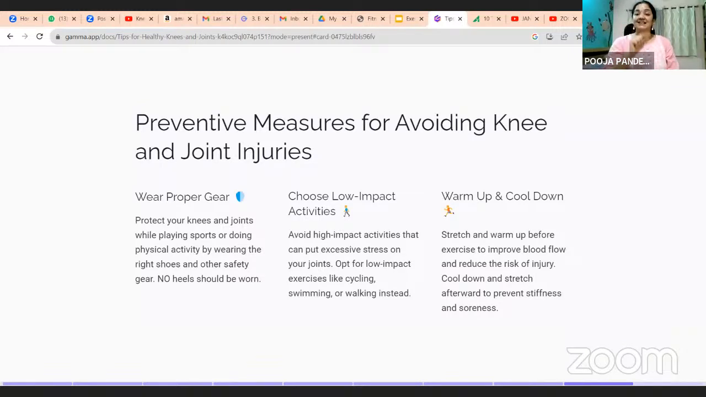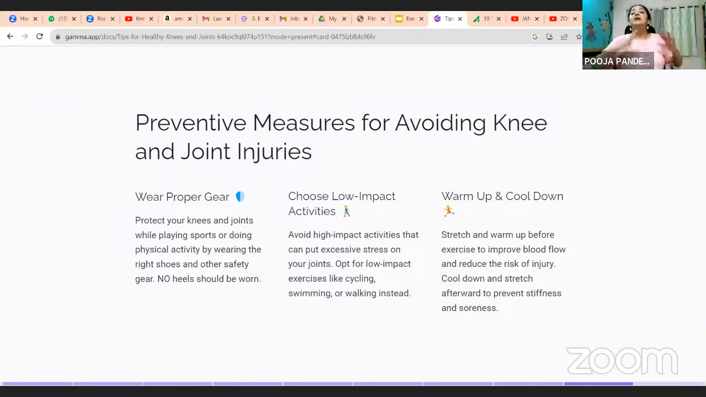Okay. As I said before, warm up and cool down play a very, very important role when it comes to avoiding joint injuries and knee injuries. What does warm up do? It improves your blood supply. So it warms up the body and makes it ready for the exercises.